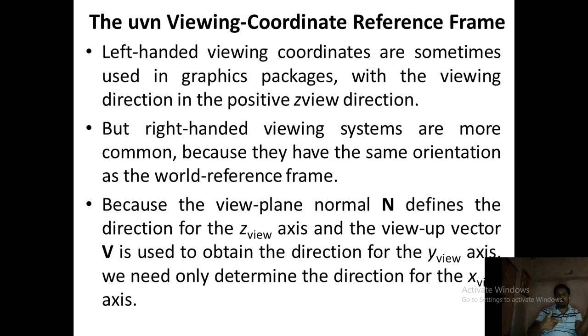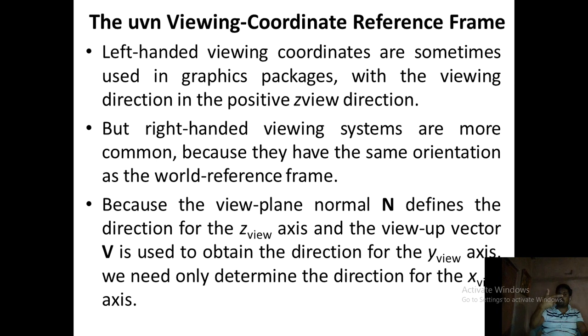What is the difference between right hand and left hand? In the right hand system, z is positive towards the viewer. In the left hand system, z is positive away from the viewer, meaning z is negative towards the viewer. That we have shown. But how to derive this in OpenGL, in software, whether we are using the right hand system or the left hand system, that we have to derive here.